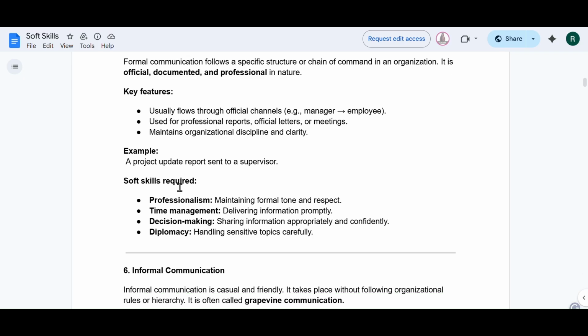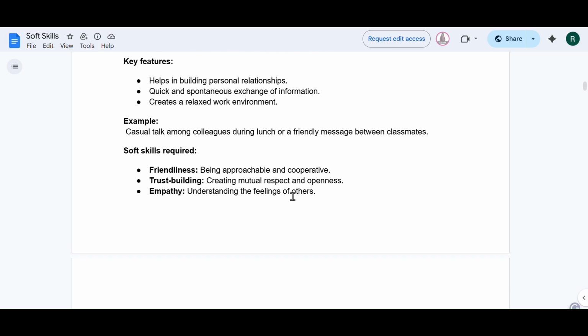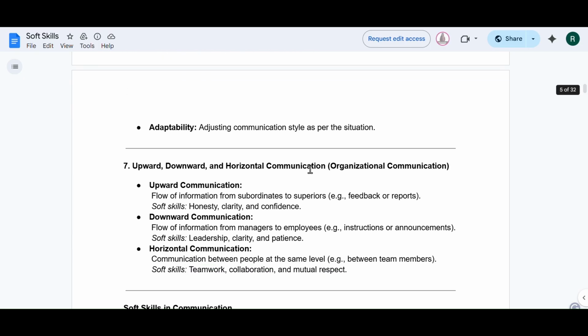Next, informal communication. Informal communication is quite the opposite of formal communication. These are casual or friendly talks with any person, like a friend or a colleague. It is also called grapevine communication. It helps in building personal relationships and quick, spontaneous exchange of information, etc.